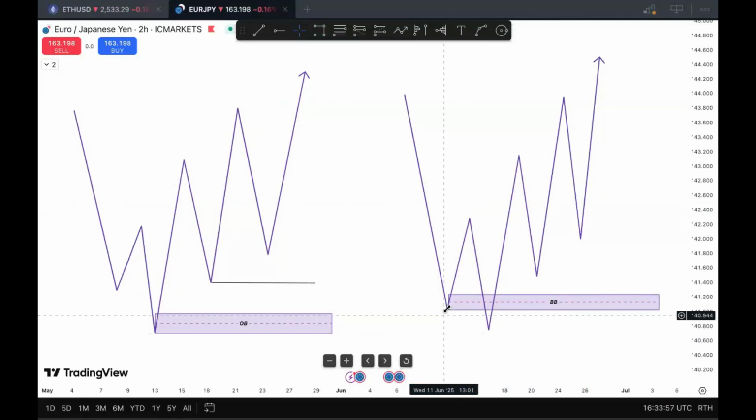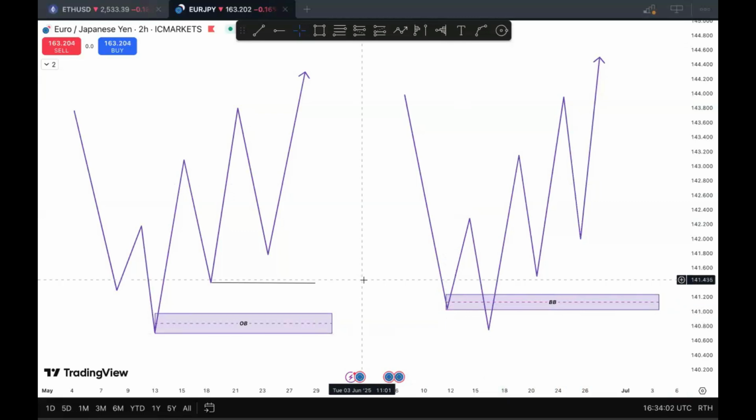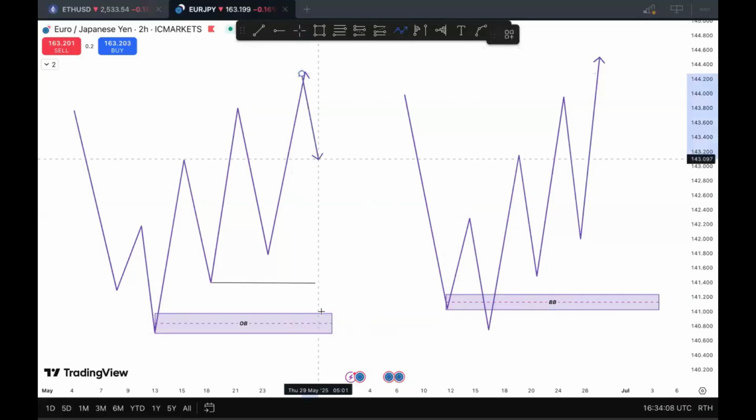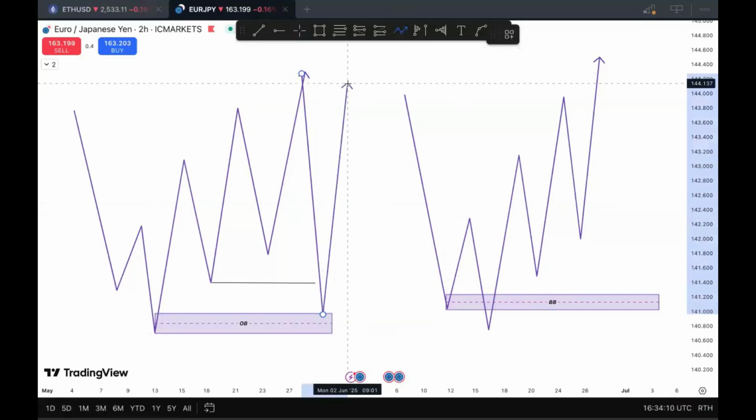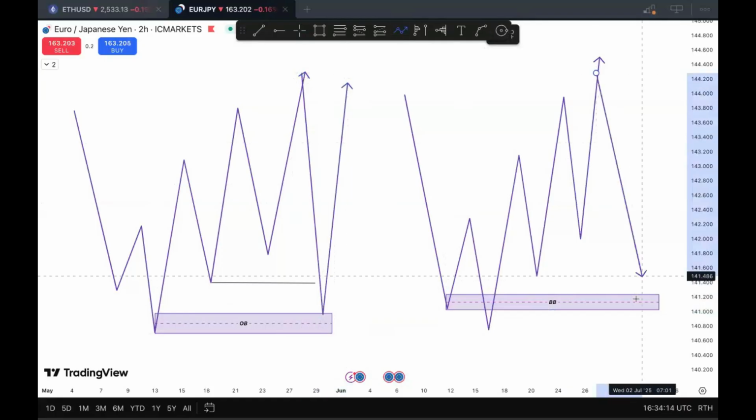And this is where price stop hunts traders at this zone. So you wait for price. You place your limit order. You wait for price. Boom. Same thing here. You wait for price. Boom.